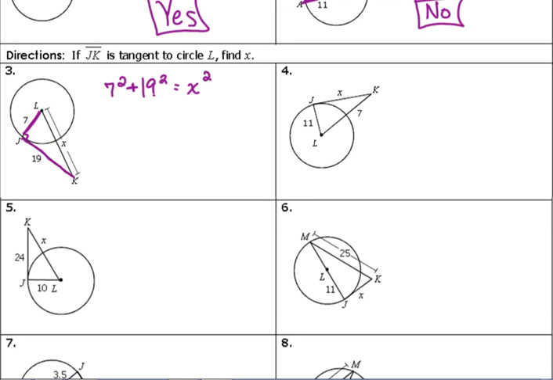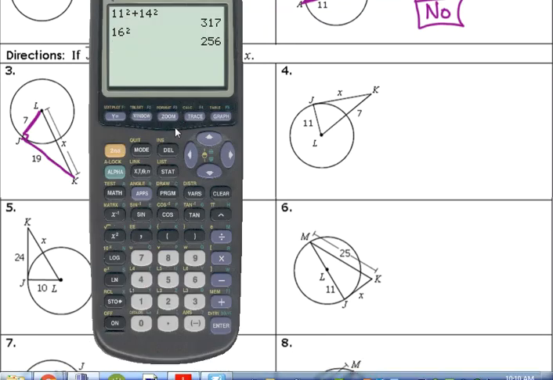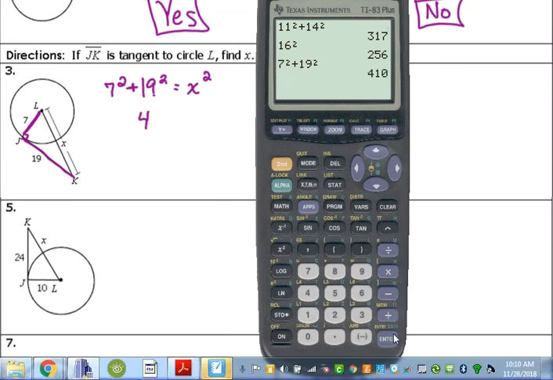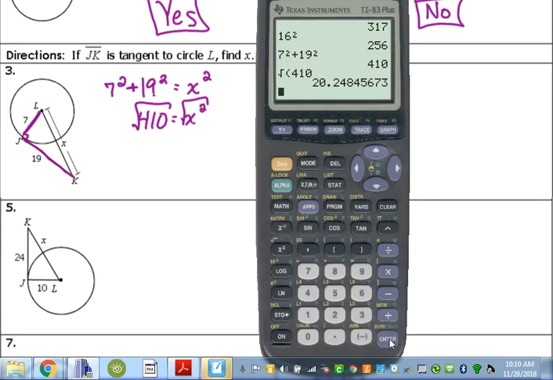So 7 squared plus 19 squared is equal to x squared. So let's find 7 squared plus 19 squared. Is 410 our answer? No, what do we have to do? Square root. Is 410 a perfect square? No, it is not.